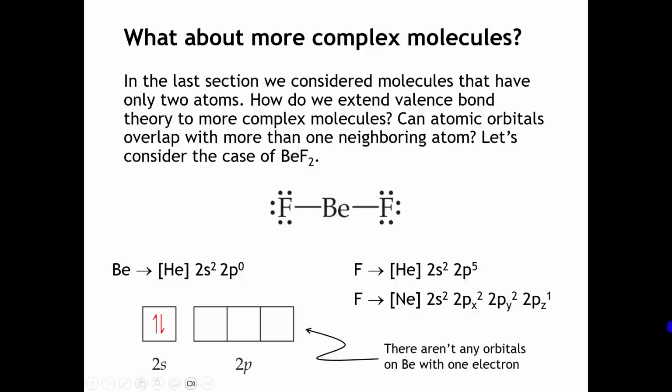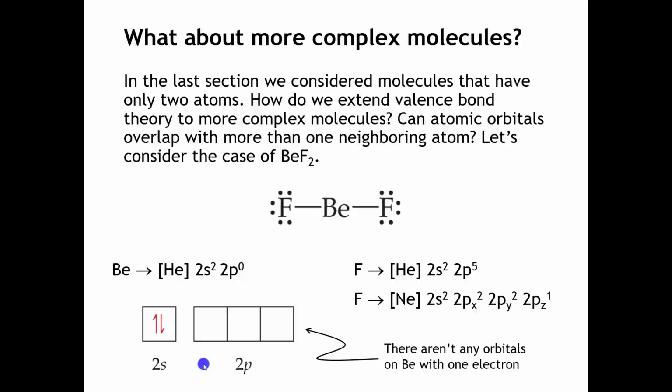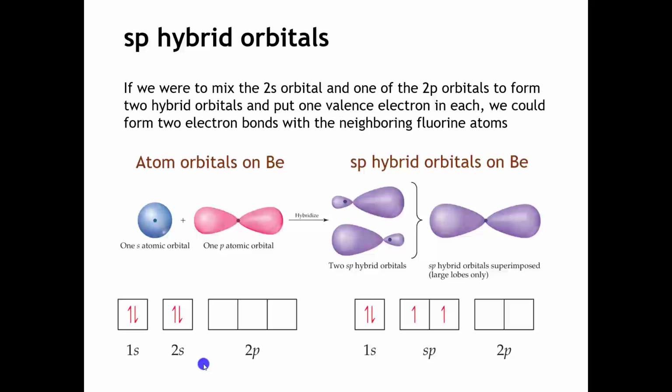And secondly, when we look at the electron configuration for a beryllium atom, we see that it has 2 valence electrons, which is enough to fill up the 2s subshell, but leave the 2p subshell empty. So there aren't any orbitals that have 1 electron that are poised to make a bond. So how are we going to get bonds in beryllium difluoride? Well, the approach that valence bond theory takes is to take the 2s orbital and one of the 2p orbitals, specifically the one that's pointing at the fluorine atoms, and mix them together to form hybrid orbitals.